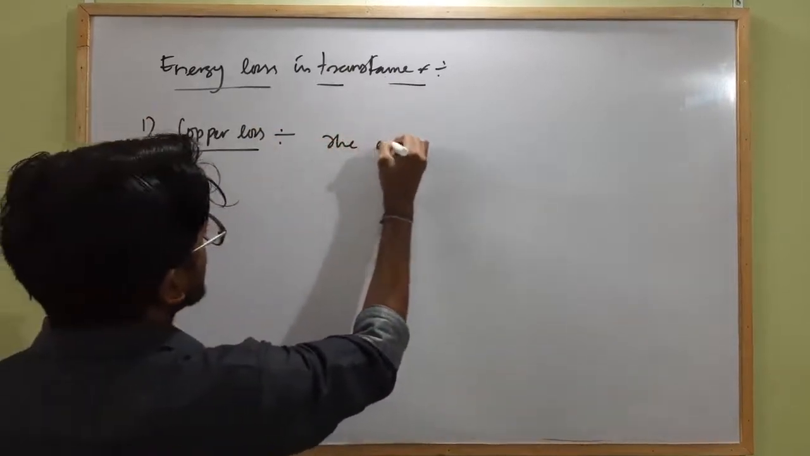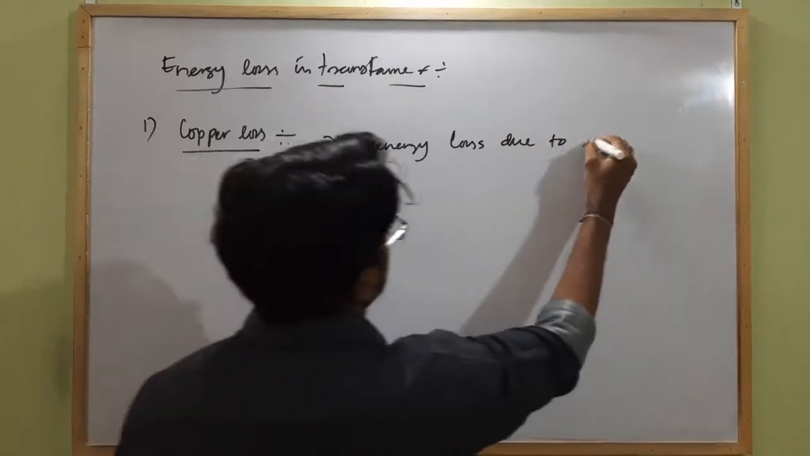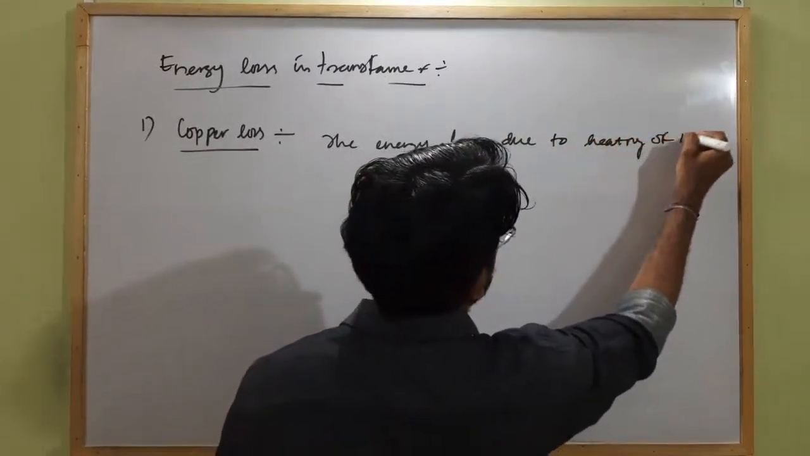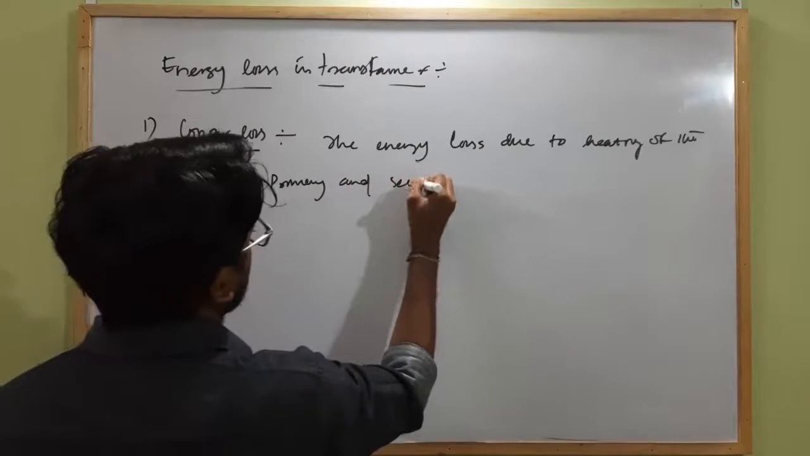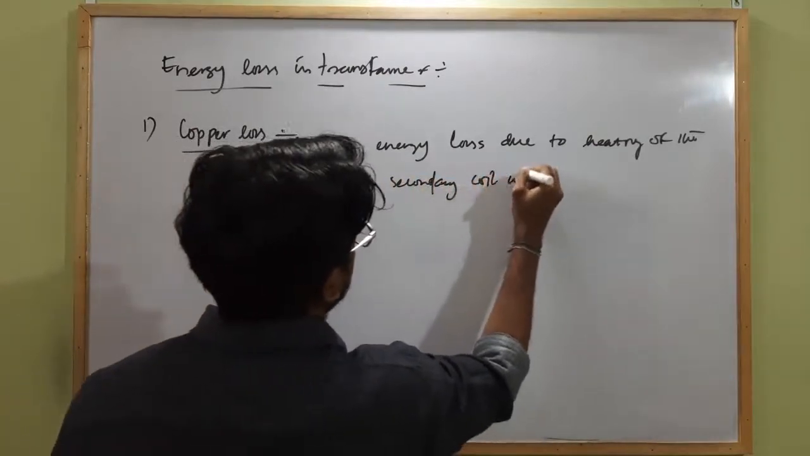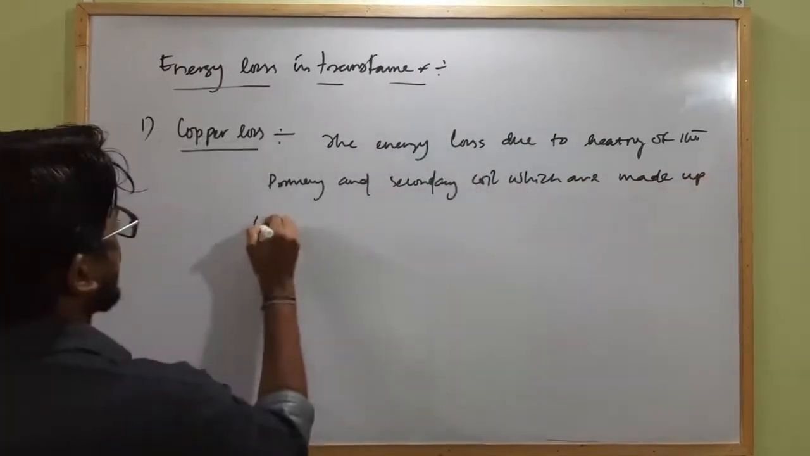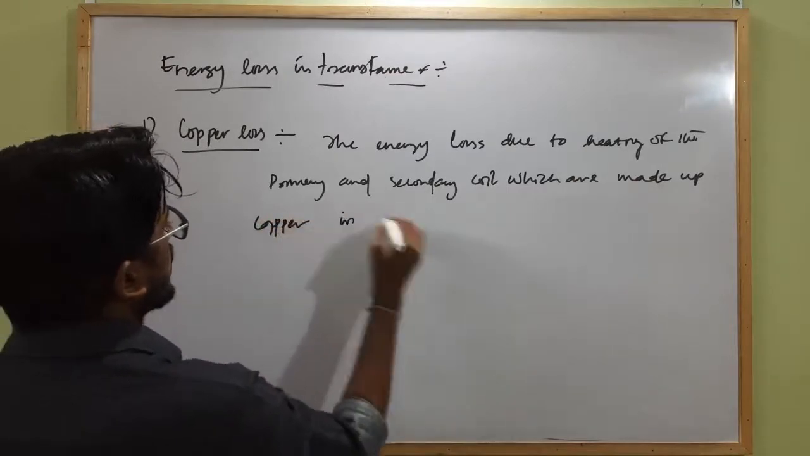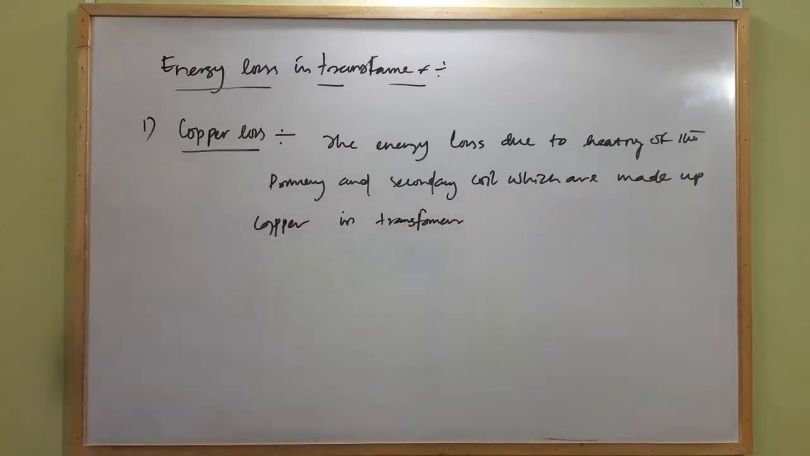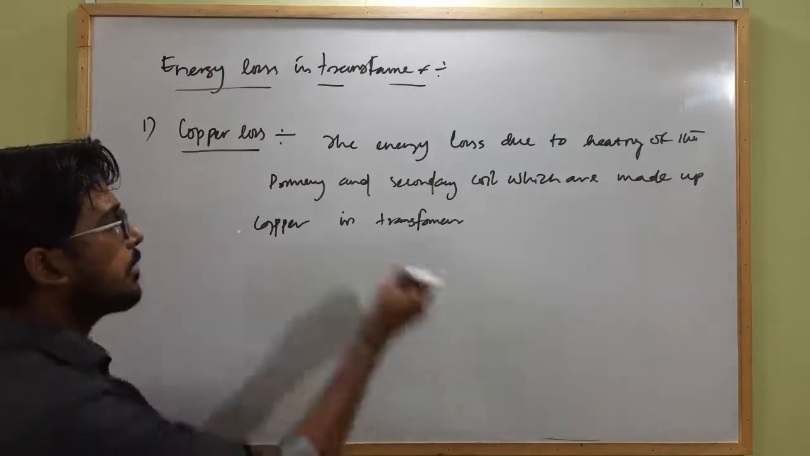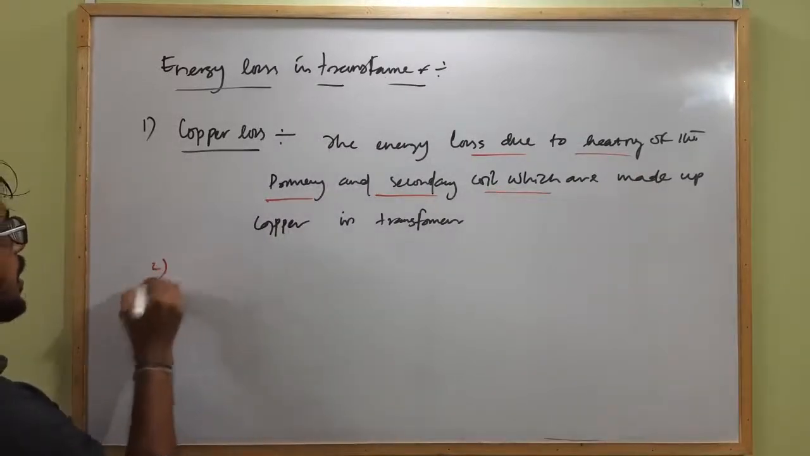The energy loss due to heating of the primary and secondary coil which are made of copper in transformer. Okay, so the energy loss due to heating of the primary and secondary coil which are made of copper in the transformer is known as what? Copper loss. Then iron loss.